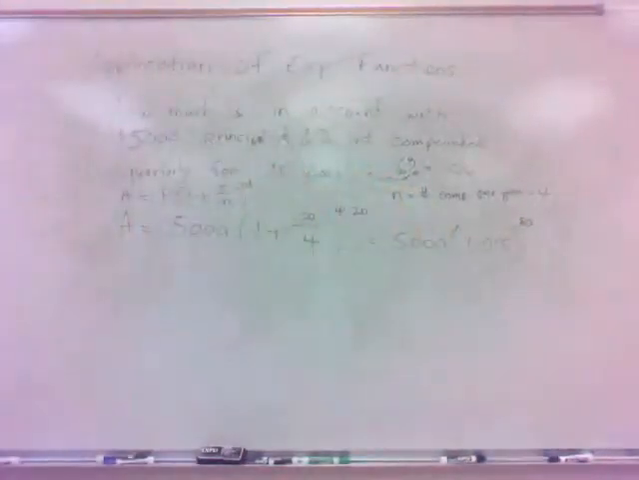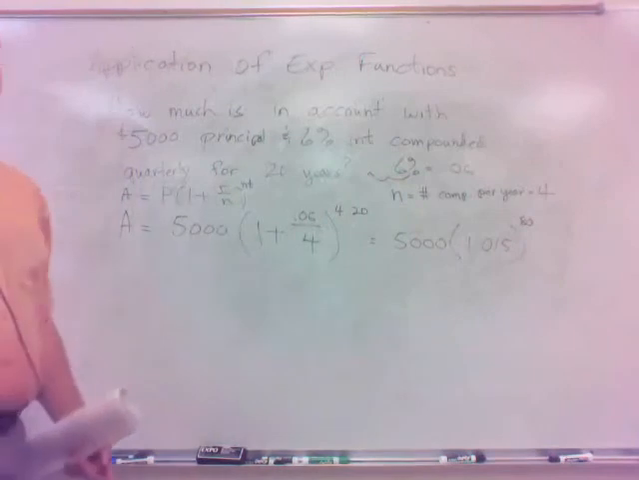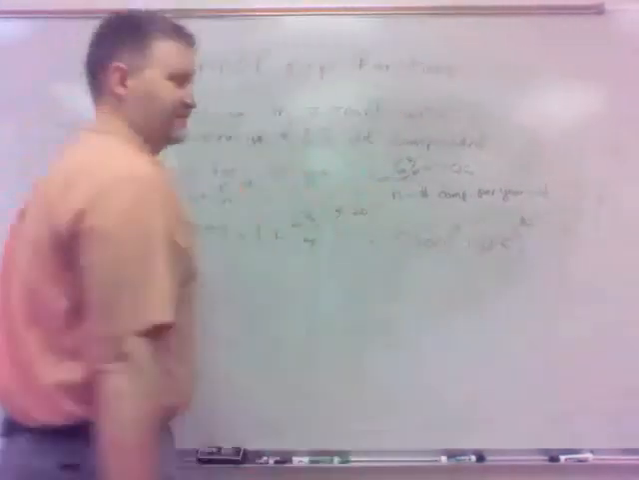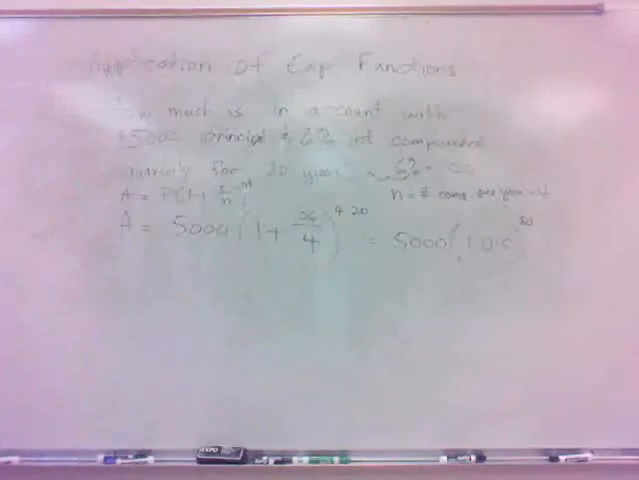Now, word of caution there, what do I do first if I'm doing this by hand or whatever? Remember, exponents are first. So I don't multiply 5,000 times 1.015.